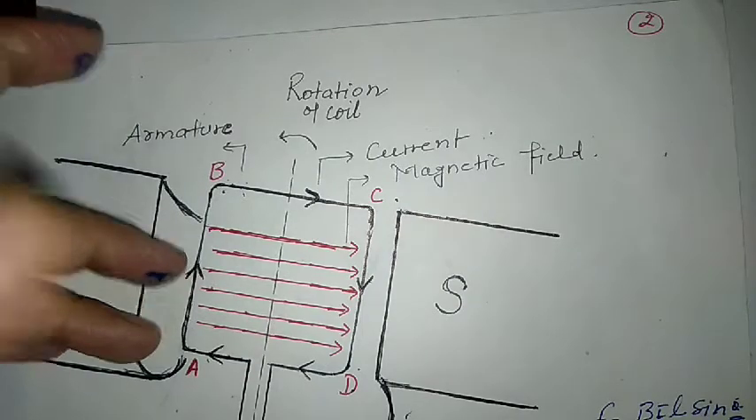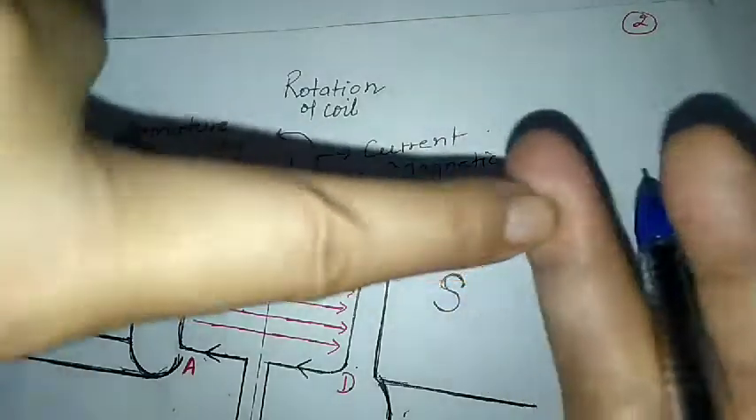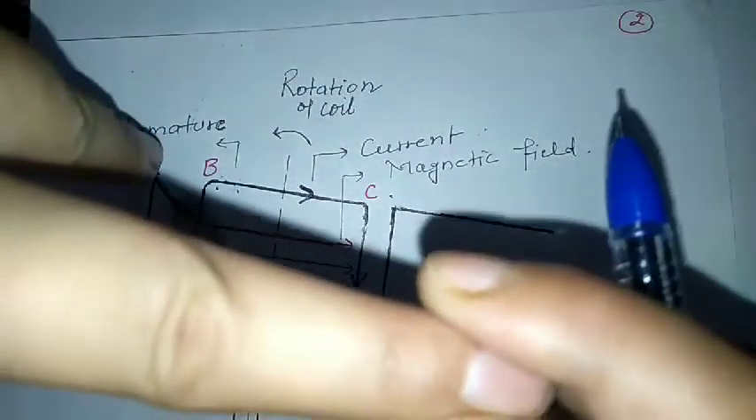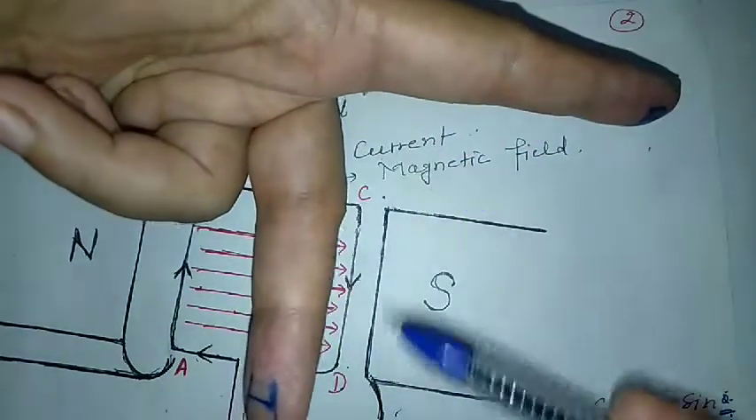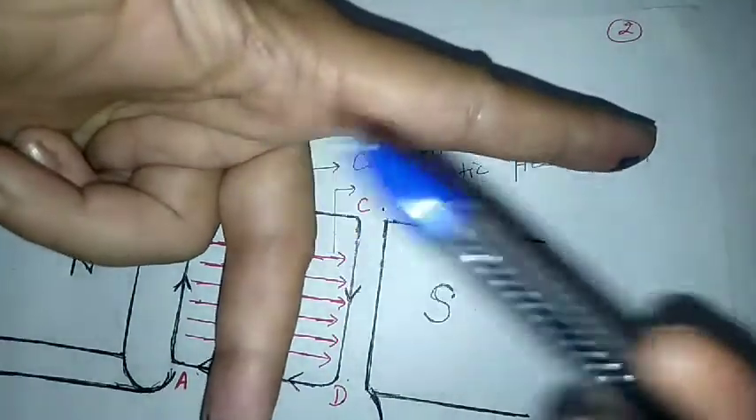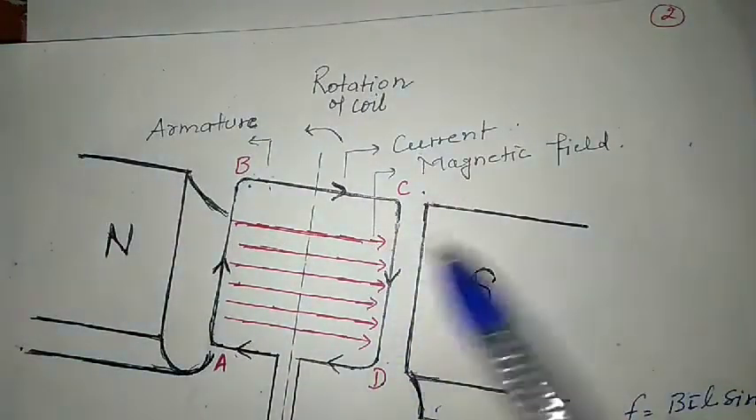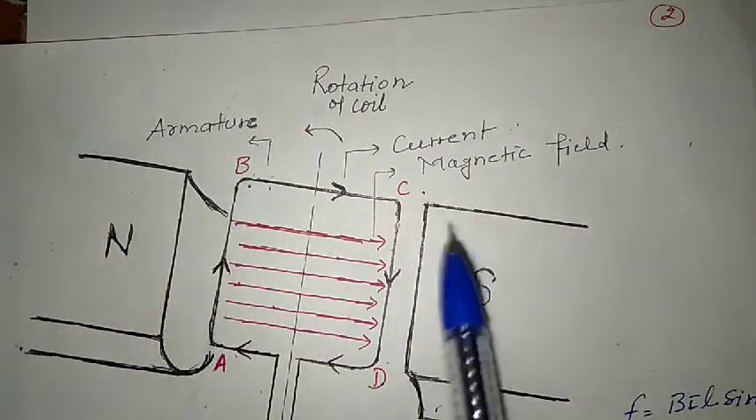And what about CD? The same thing. The magnetic field is the same, but the current is in the opposite direction. Hold this finger and rotate the hand. The current is in this direction in CD, this is the direction of the magnetic field. Where is the thumb position? In upward direction. So CD will go upward and AB will go downward.